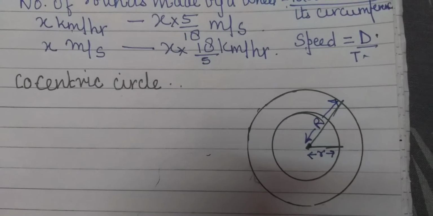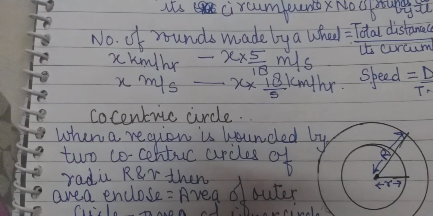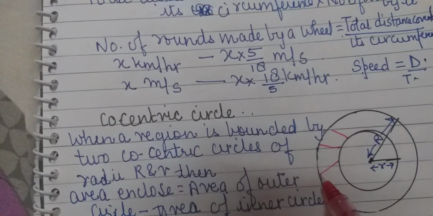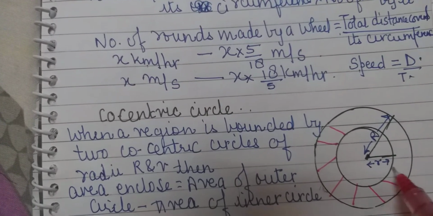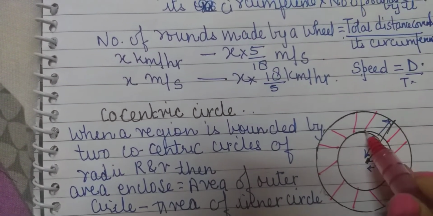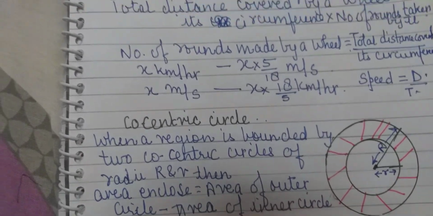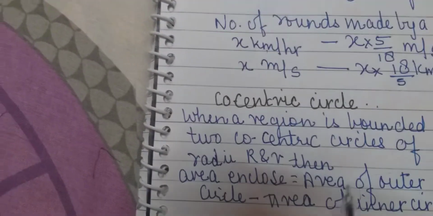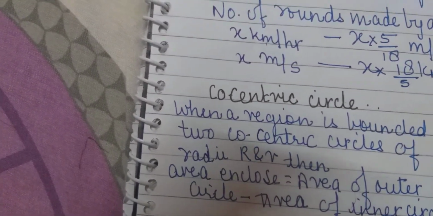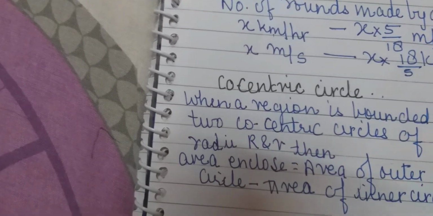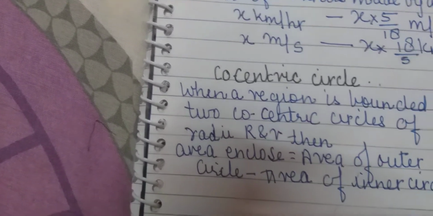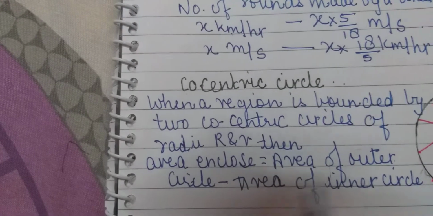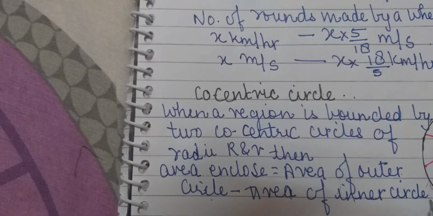Is it clear to you? Now just see, these are two concentric circles, right? And I'll say this is the area enclosed by two concentric circles. Now, when a region is bounded by two concentric circles of radii capital R and small r, then this area enclosed, we can say area between the two concentric circles, area of a ring. So it will be area of outer circle minus area of inner circle.